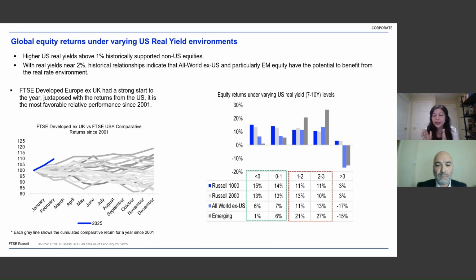Around 1 to 2 percentage points is when the rest of the world kind of plays catch up. And when it's more than 2 percentage points, real rates are quite high, the rest of the world equity performance tends to be higher. And it so happens that today we are at a point of real rates just around 2 percentage points.